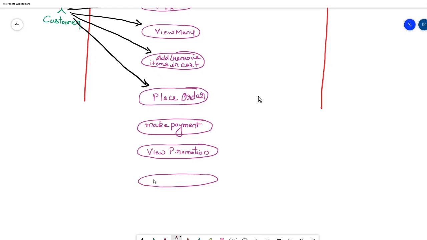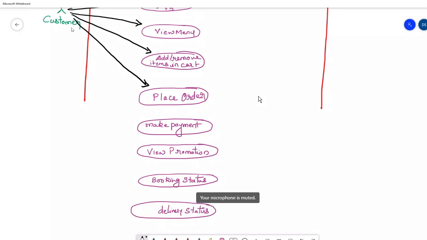And last, I'll get it. So the delivery status. These would be the use cases which would be used by the customer. So I'll just draw the lines, like this. So this is our system.